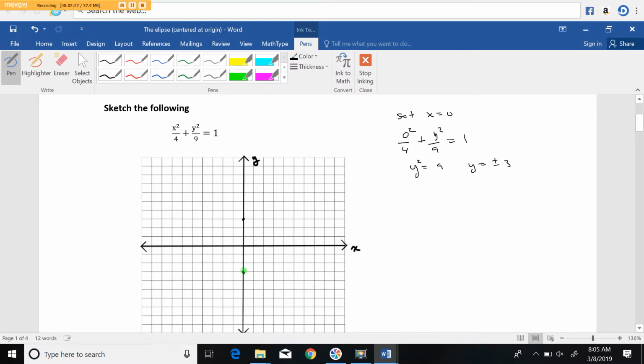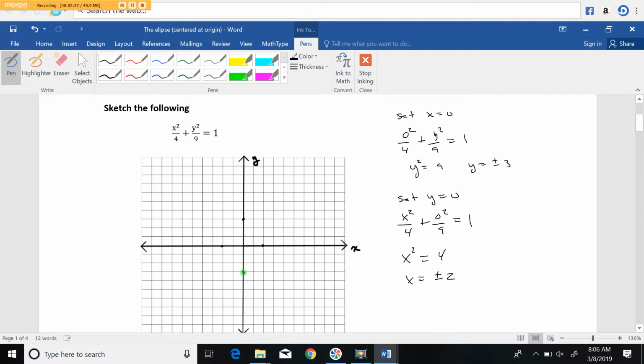Now we're going to set y equal to 0 and solve for x. So this is going to read x squared over 4 plus 0 squared over 9 equals 1, and of course this is 0. X squared is therefore equal to 4, so x equals plus or minus 2. So we know that when y is 0, x could be plus 2 or minus 2. Put them on the graph.